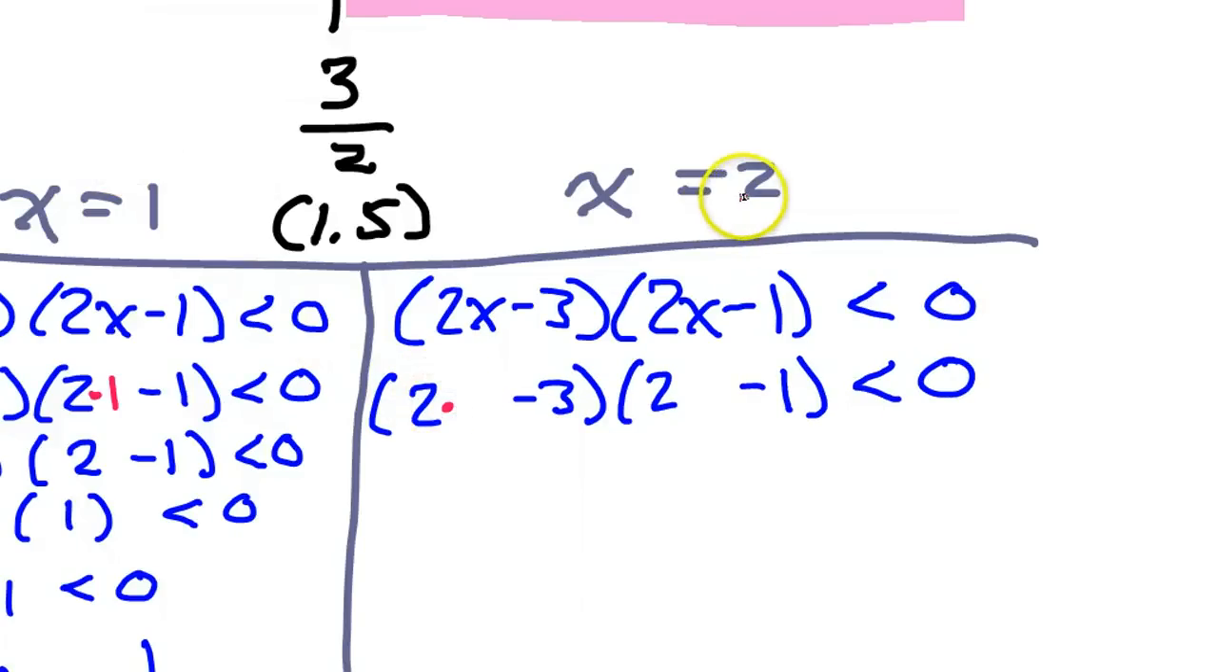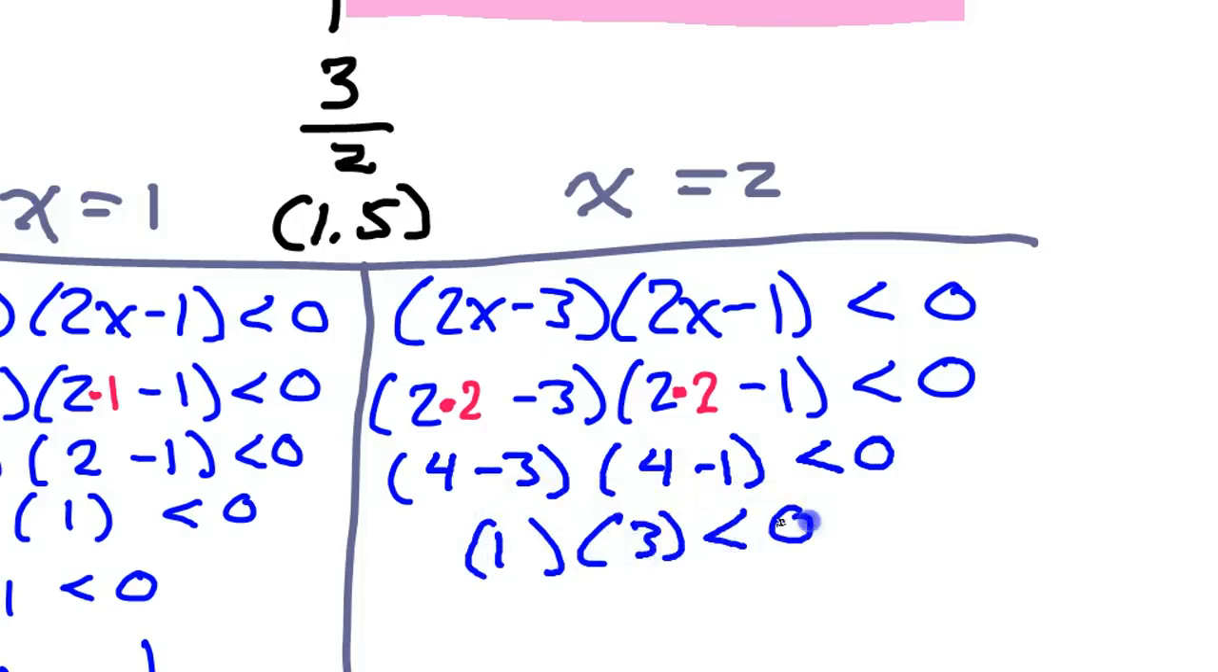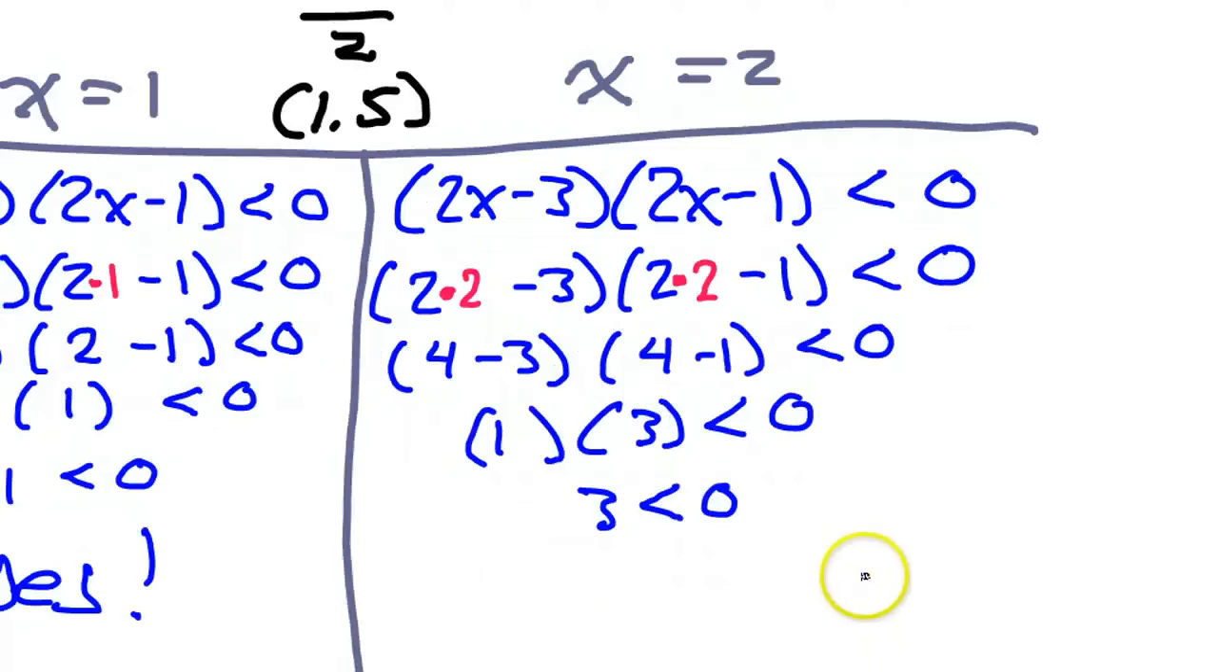So test case of 2. So I'll make this 2 times 2. And let's go ahead and see what happens. So this is 4 minus 3 and 4 minus 1. Okay, 4 minus 3 is 1 and 4 minus 1 is 3. 1 times 3 is 3. And then we ask ourselves, is 3 less than 0?